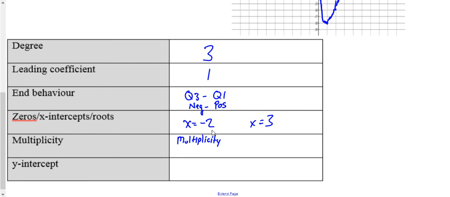So let's start with this negative 2 first. Multiplicity of, and how many x plus 2s did we have? We had two of them, so multiplicity of 2 at x equals negative 2 because we had two of them. And the next one would be multiplicity of 1 at x equals 3 because you only had 1 at x equals 3.